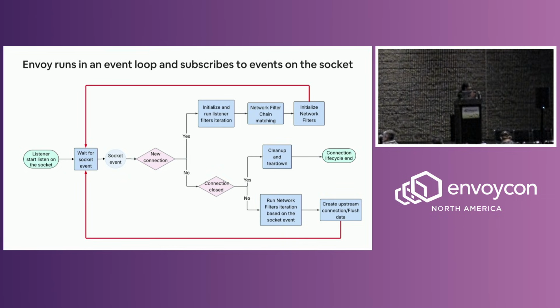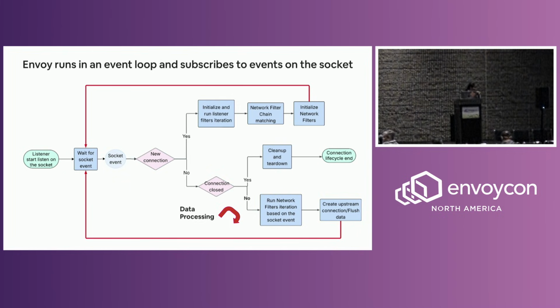So, as I promised, we will look at some of the events happening in the listener when an incoming connection arrives. Starting from the left, this is the Envoy state diagram, which shows the event loop in which Envoy is constantly running. Once the listener has set up the wait, a socket event arrives. And based on what the event is, different things can happen in Envoy. If it is a new connection, we go through the connection acceptance phase.